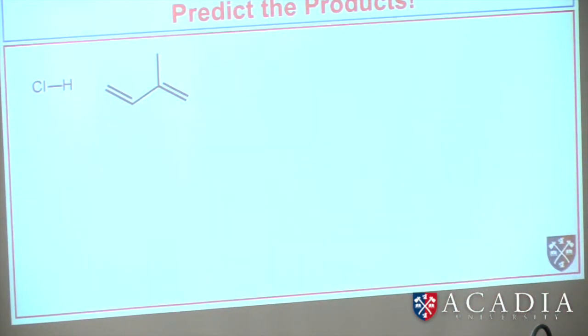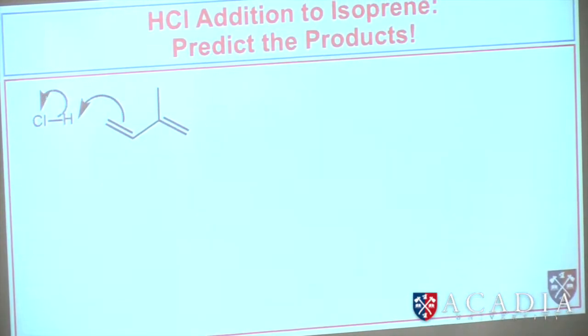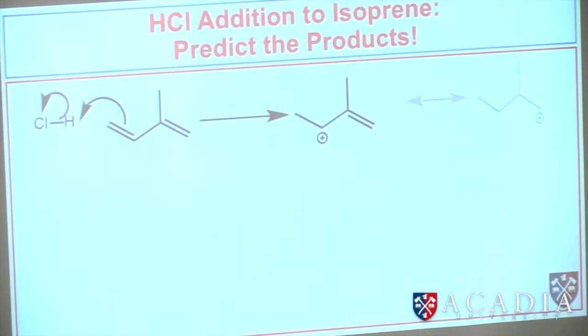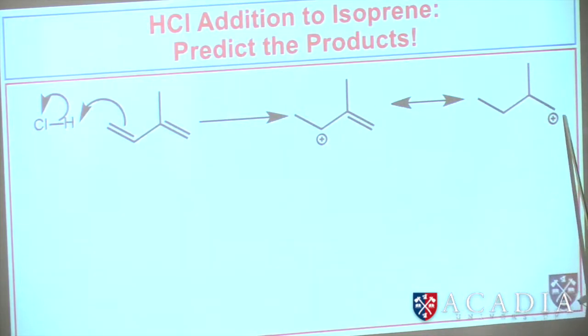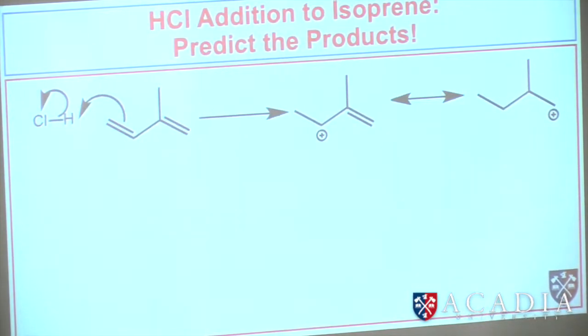Let's take a look at the carbocations that form when we do the protonation so that we could predict the products. If we protonate at that end, we get this thing, which is a stabilized, delocalized system. Okay, it's an allylic carbocation. We know that's more stable than non-delocalized carbocations.